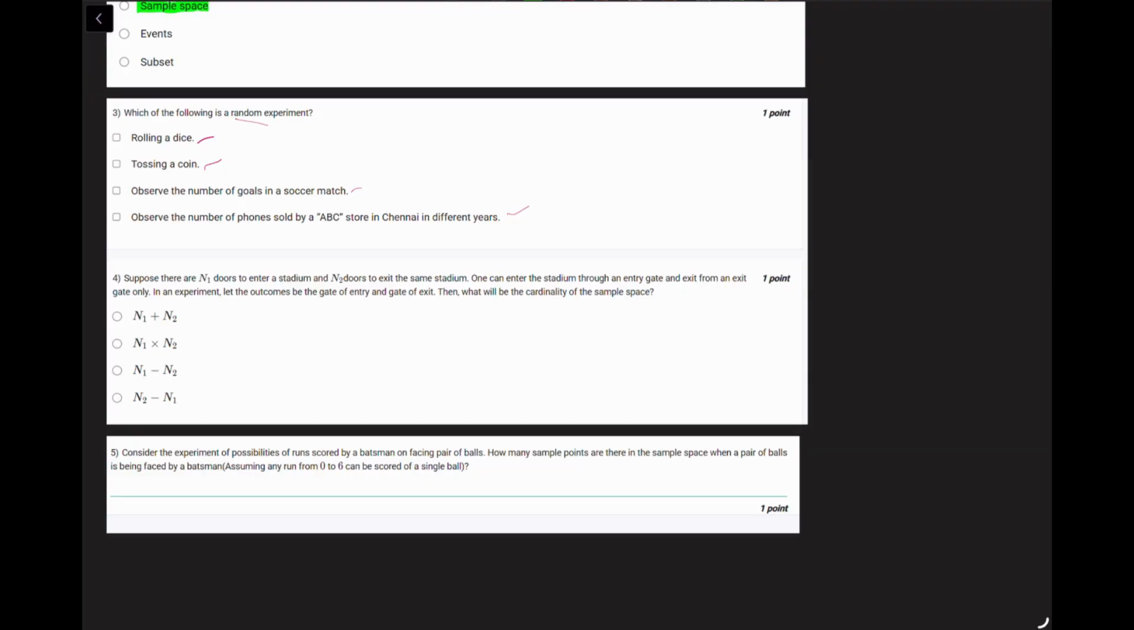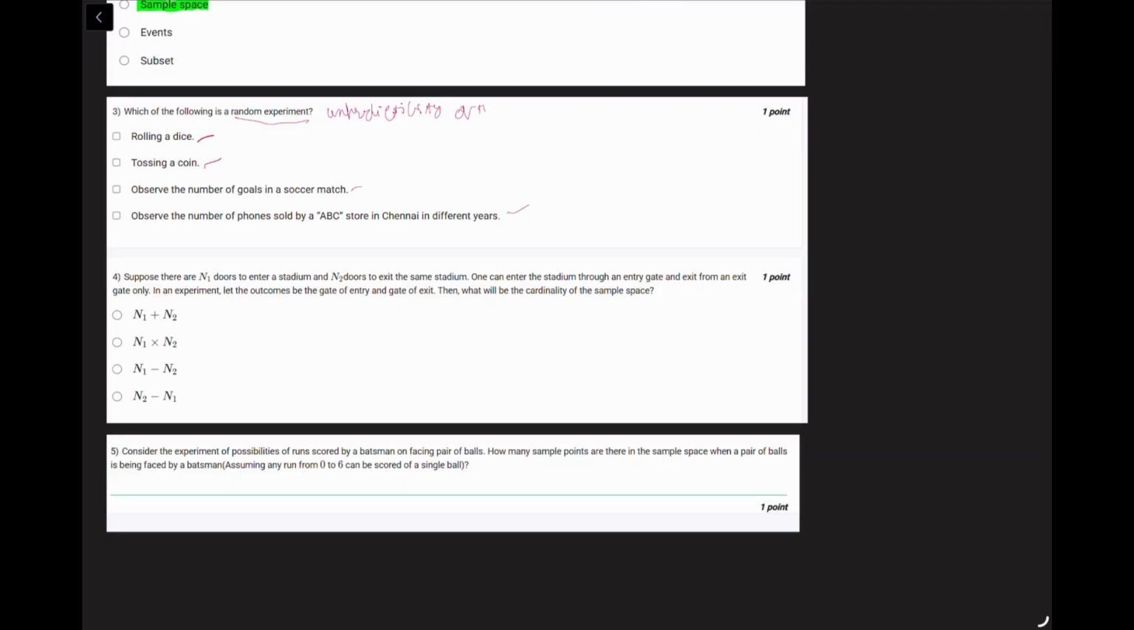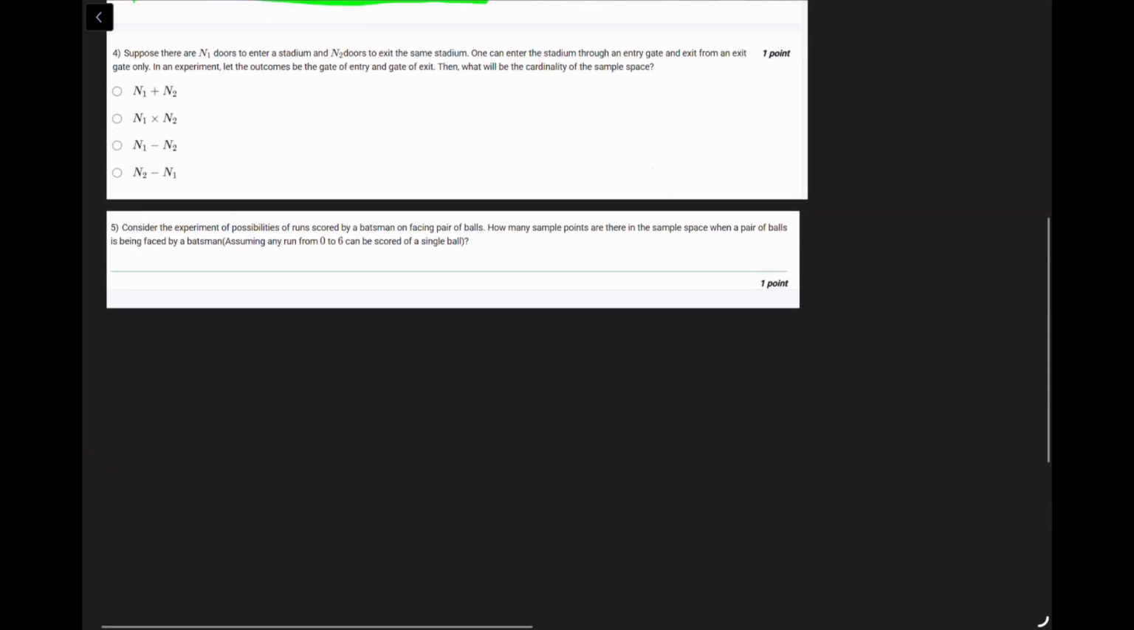So what is a random experiment right here? A random experiment is any process or action where the outcome cannot be predicted with certainty before it happens. So there's unpredictability of outcome. There is always an unpredictability of outcome when you are running an experiment. Rolling a dice, you will notice that you cannot be sure which number will come up. Tossing a coin, again, the outcome of head or tails is unsure. Observing the number of goals, a player can hit as many goals as he possibly can. Observing phones sold, the number varies each year and cannot be predicted exactly. So all these experiments are random experiments.